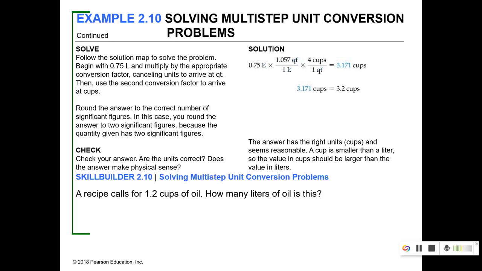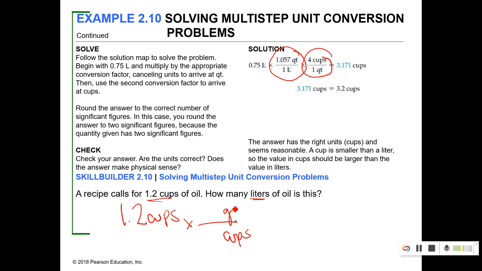Okay, let's do another one. Cups to liters. So I'm going cups to liters. So now we're going the other way. We're going to use the same conversion factor. So here's our conversion factors from before. So I've got 1.2 cups, which means cups has to go on bottom.